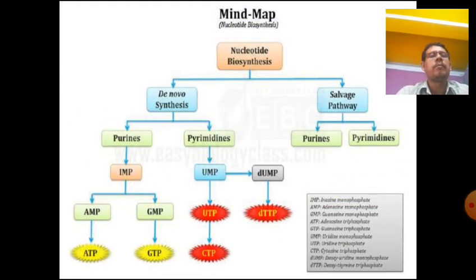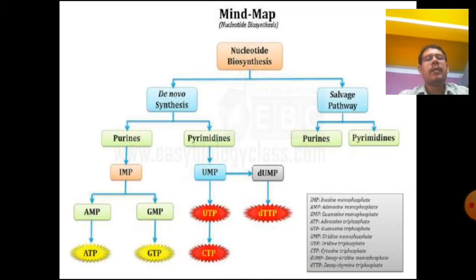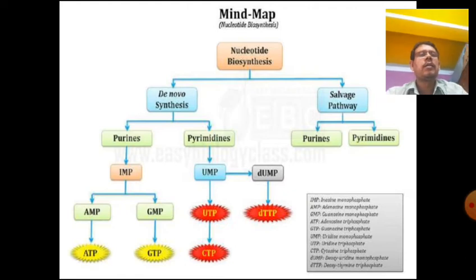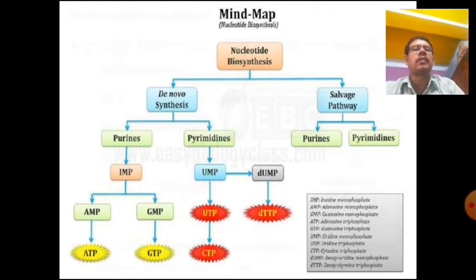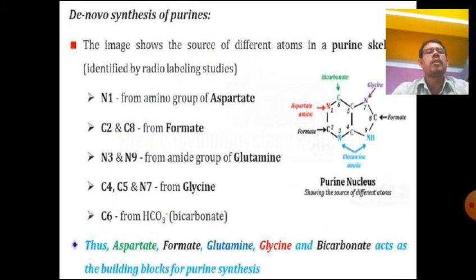This is a schematic diagram of how nucleotides are biosynthesized, not only purines, through the de novo synthesis and the salvage pathway, for both purine and pyrimidine. For purine, IMP is formed first, then IMP to AMP, and AMP to ATP, or GMP to GTP. For pyrimidine, UMP is formed first, then dUMP, then dTTP, and UTP and CTP. This is the schematic representation of nucleotide synthesis and the de novo synthesis of purine.